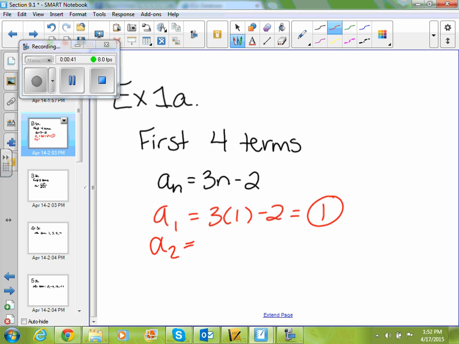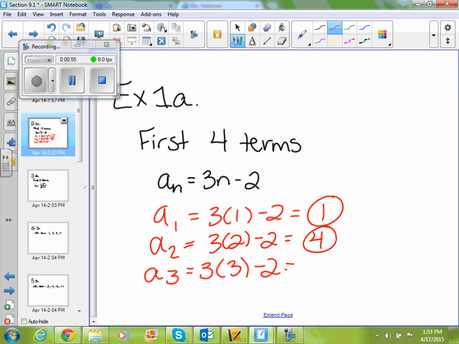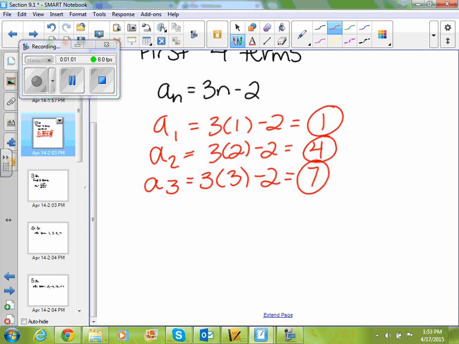If I go to find my second term, 3 times 2 minus 2. 3 times 2 is 6, 6 minus 2 is 4. If I find my third term, I plug in 3 for n, so 3 times 3 minus 2. 3 times 3 is 9, 9 minus 2 is 7. And then lastly, if I want to find my fourth term, 3 times 4 minus 2. 3 times 4 is 12, 12 minus 2 is 10.